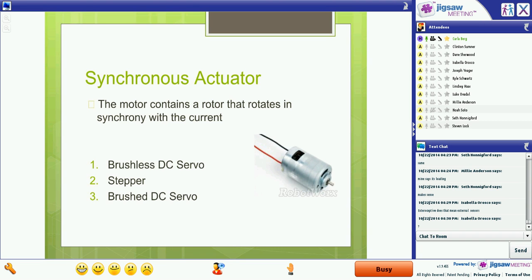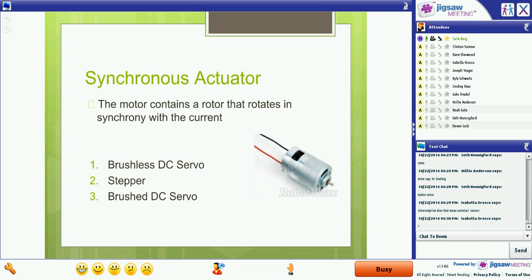Now, when you have two magnets, they are either blank or blank to each other. Anyone know what those blanks would be? If you have two magnets, they are either blank or blank to each other. Kyle. They either attract to each other or repel each other. Awesome job. They are either attracted to each other or repel each other.